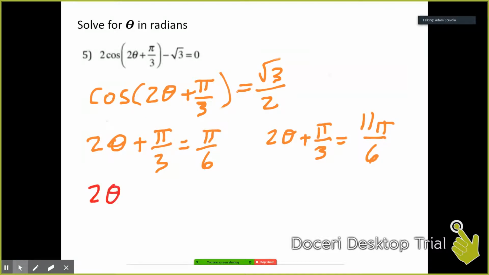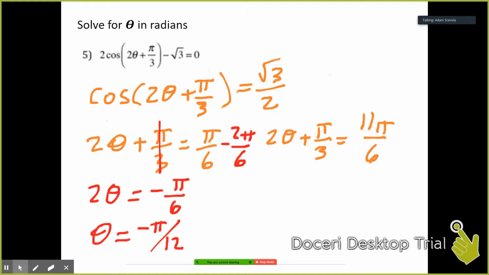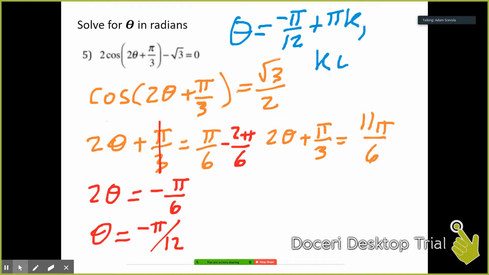So if we subtract pi over 3 on both sides, that's equivalent to 2 pi over 6. And we get negative pi over 6. And then divide by 2. And we get negative pi over 12. So one of our final answers is going to be theta equals negative pi over 12 plus pi times k, where k is an integer.